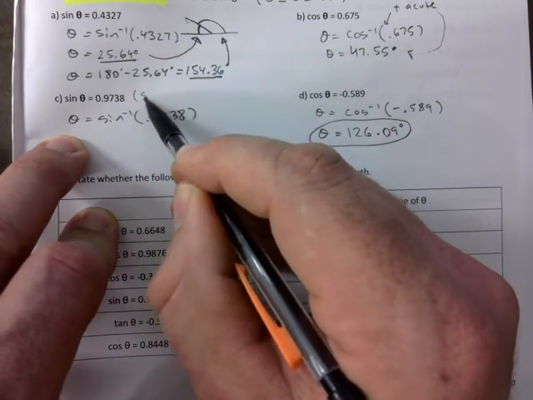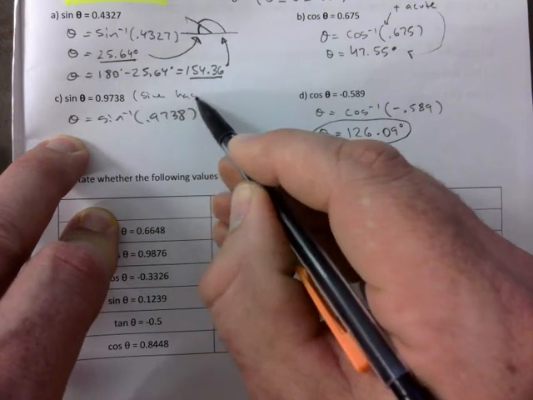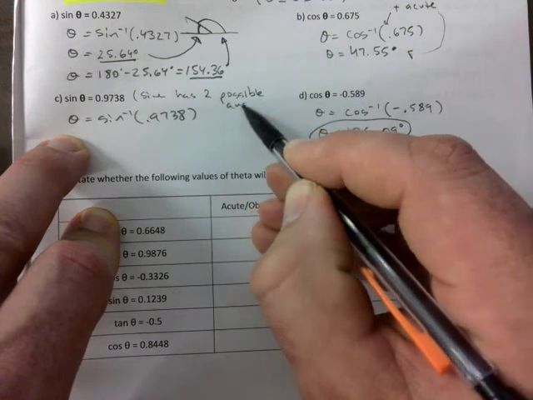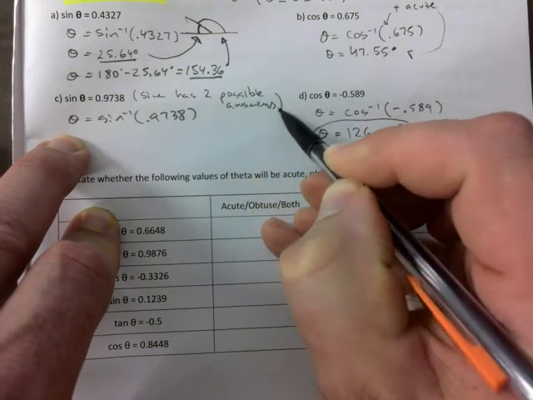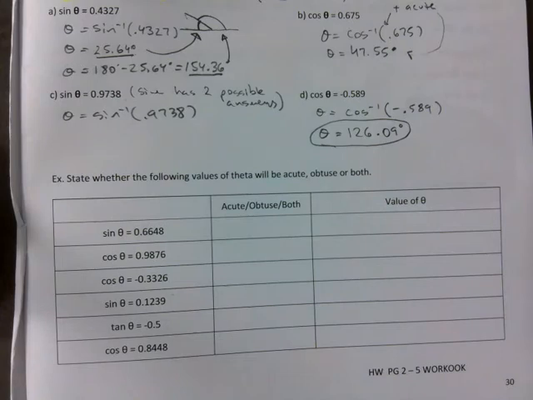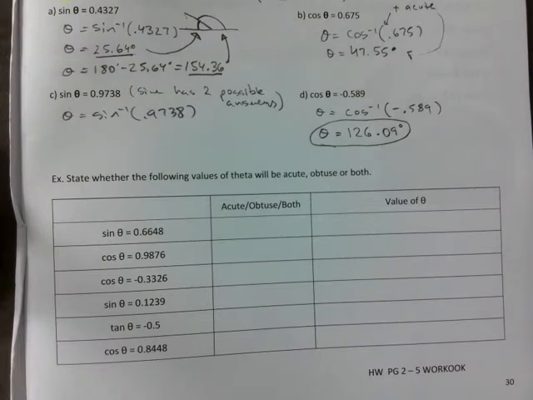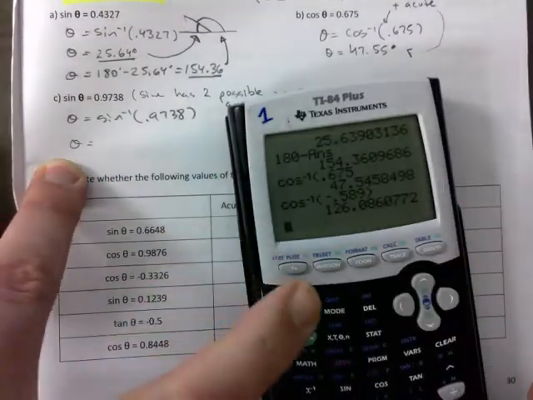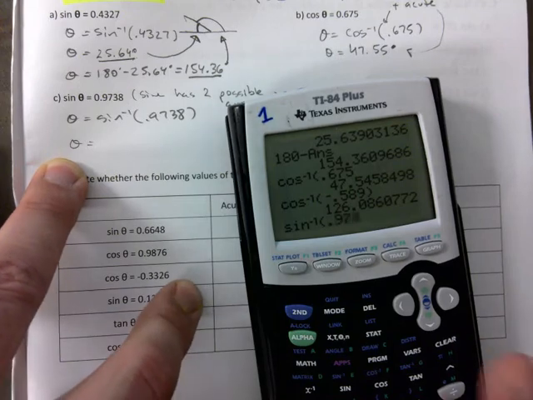For this one, it's sine. Sine has two possible answers. Sorry, I promise you it says answers there. And you're like, Mr. Dirksen, why didn't we talk about this before? Because I made sure every single time it worked out. I made sure every triangle you saw, you would not run into this issue. And so now we're talking about it.